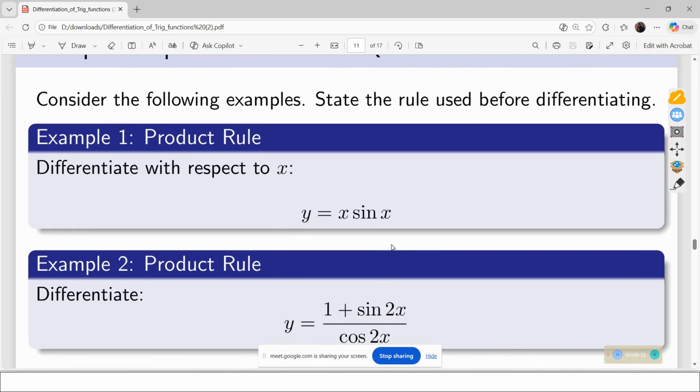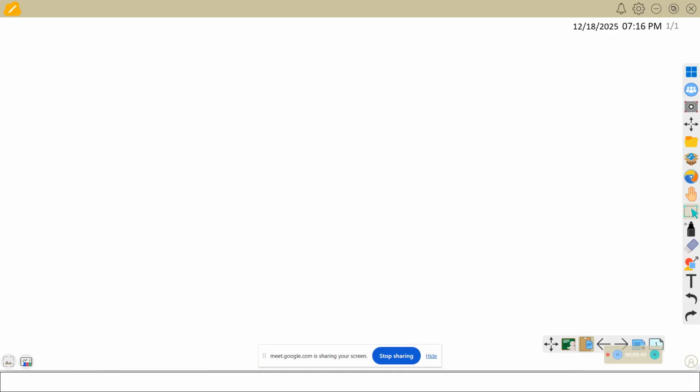One of the questions says differentiate with respect to x, y which is equal to x sine of x. So we need to look at the differentiation of y which is equal to x sine of x. For those who were there last time, you should be able to guide us on how to do this one.